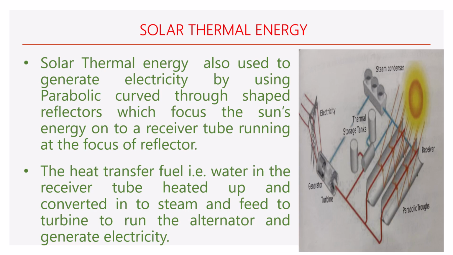Solar thermal energy is also used to generate electricity by using parabolic trough shaped reflectors, which focus the sun's energy onto a receiver tube running at the focus of the reflector. The heat is transferred to the fluid, that is water, in the receiver tube, which is heated up and converted into steam and fed to the turbine to run the alternator and generate electricity. The figure shows the various components of solar thermal energy for generating electricity.